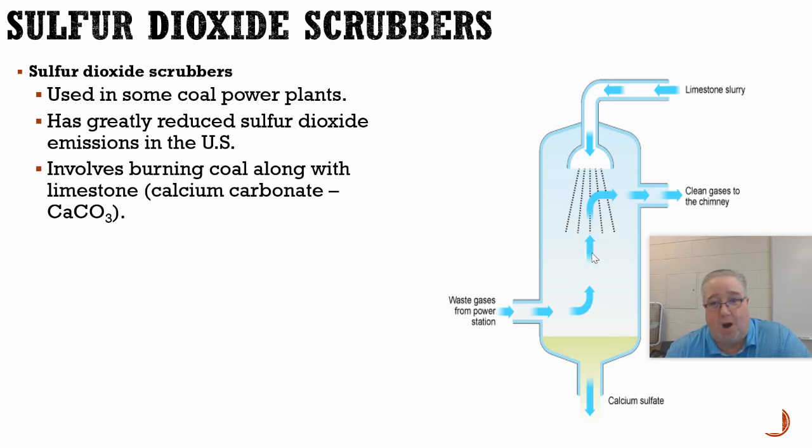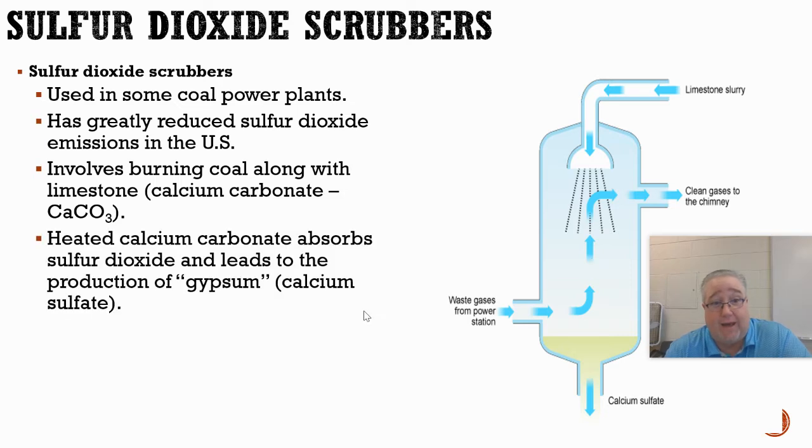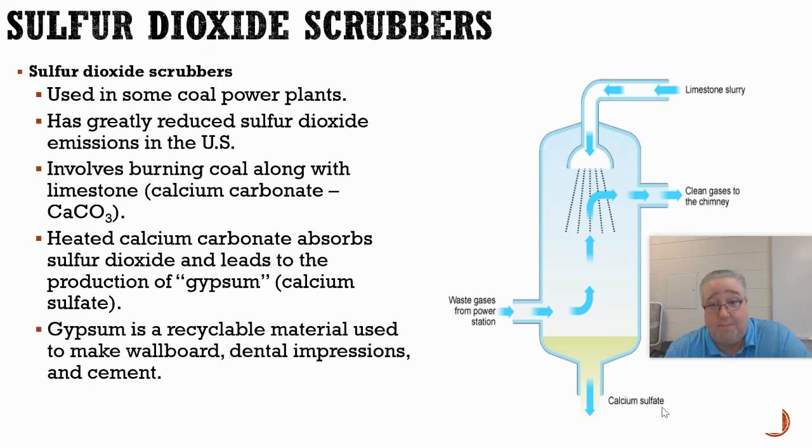Now, when calcium carbonate reacts with sulfur dioxide, it produces something called gypsum. It's otherwise known as calcium sulfate. Now, gypsum is actually a recyclable material. It's used to make drywall, wallboard. It's even used to make dental impressions. It's also used to make some cement.